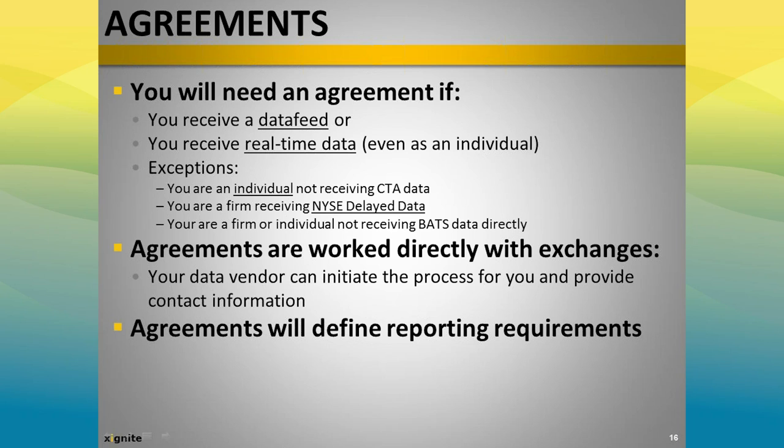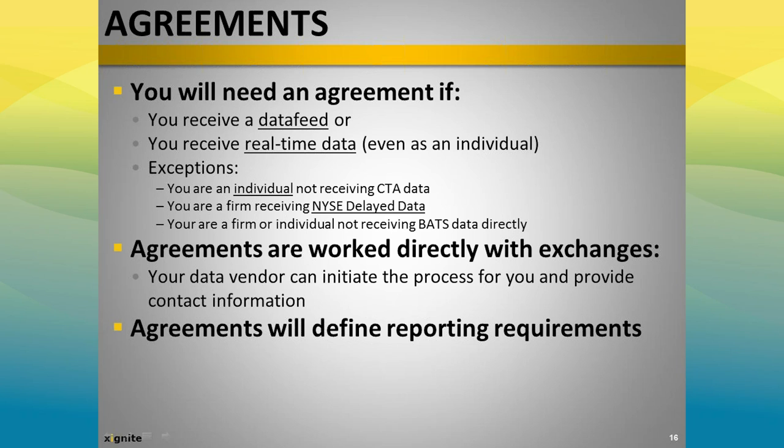If you're receiving NICE data as a firm, NICE delayed, no agreement required. But NASDAQ delayed, agreement is required. And if you're a firm or an individual who is receiving BATS data, but you're not receiving this data directly, you're getting it through a distributor like Ignite, you don't need an agreement and you don't have any fees. So agreements are worked directly with the exchanges. Your vendor or your sub-vendor can help you initiate the process with the exchange and certainly put you in touch with the right folks over there.